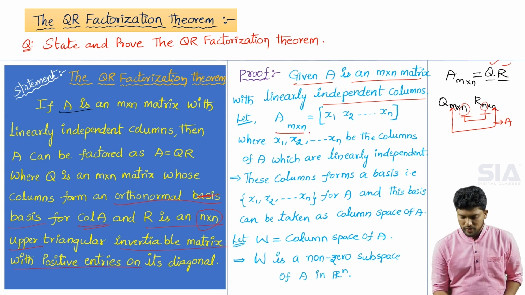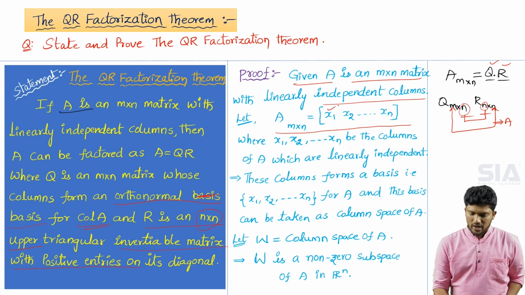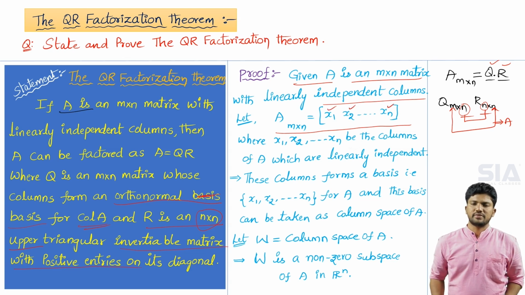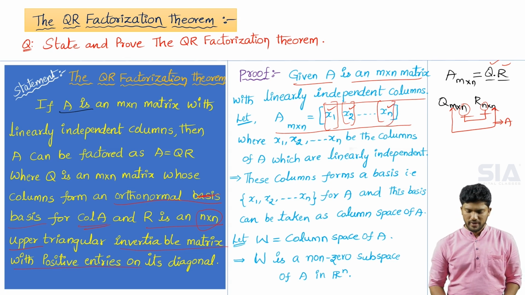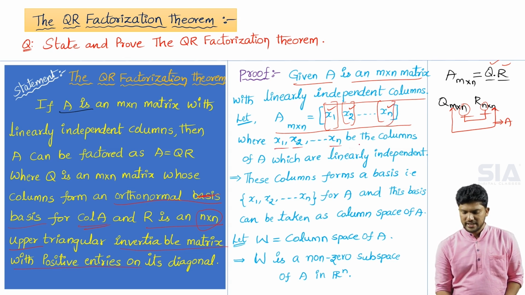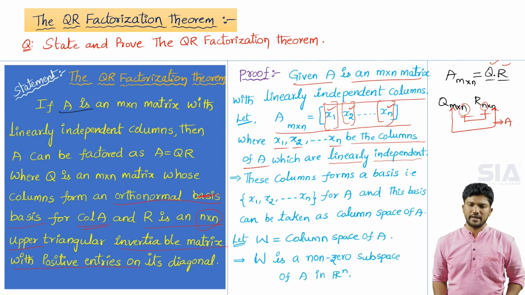That is, we are assuming that capital A is an m by n order matrix with columns x1, x2, up to x suffix n. Here x1 is one column, x2 is one column, up to x suffix n is one column of capital A, where x1, x2, up to x suffix n are the columns of the matrix A, which are linearly independent.